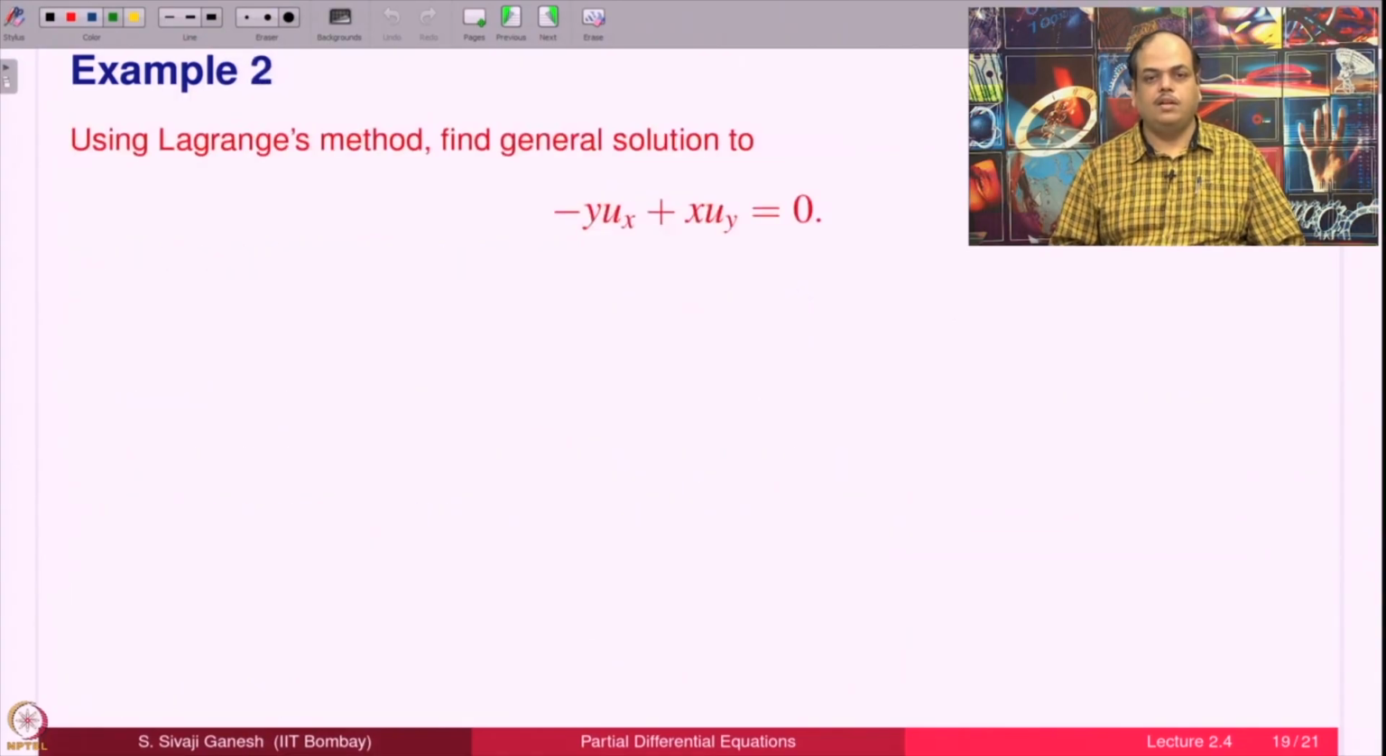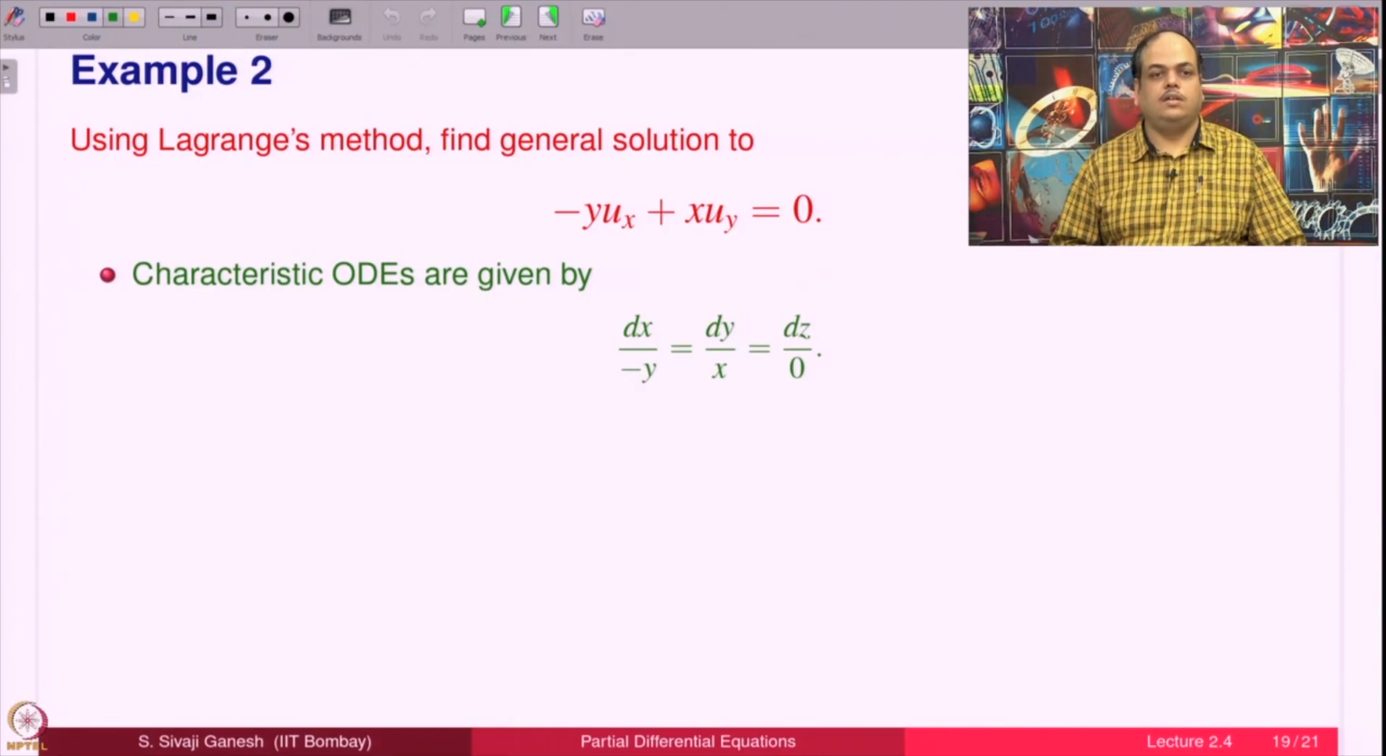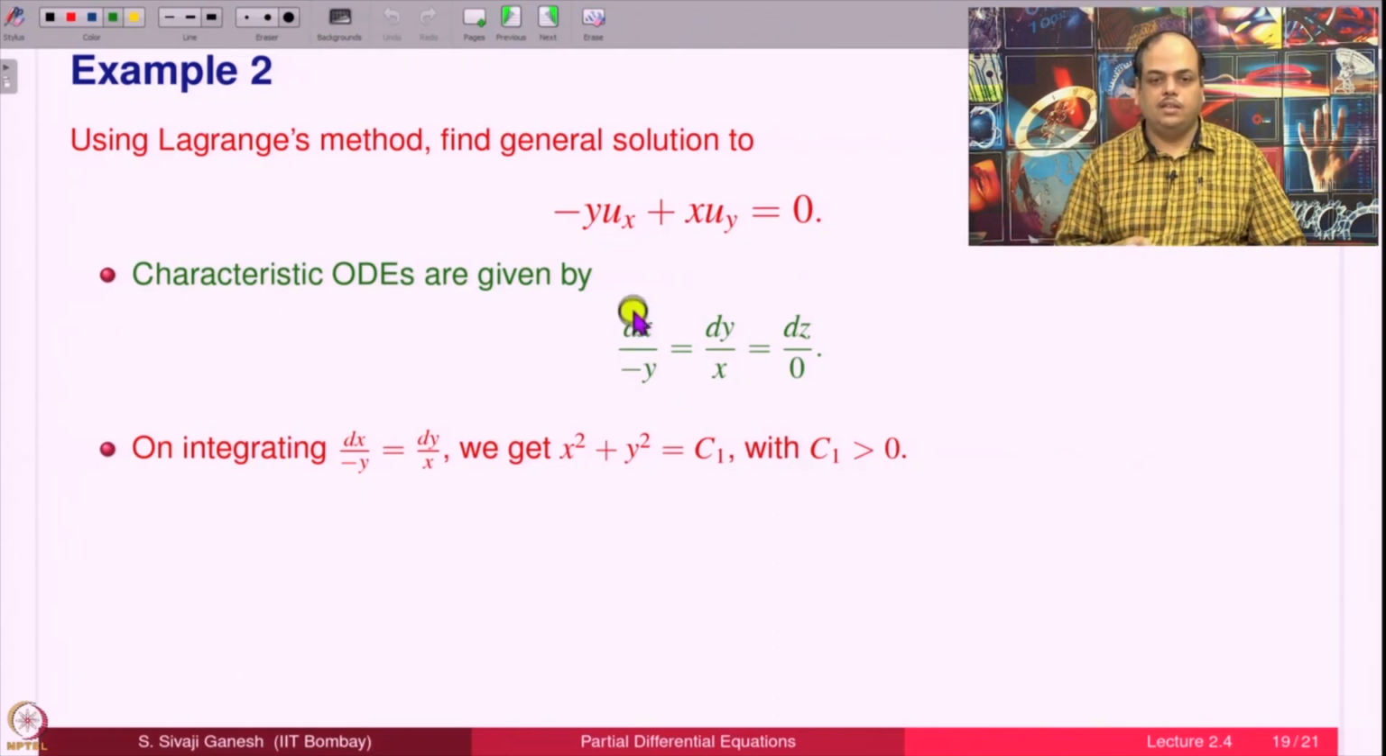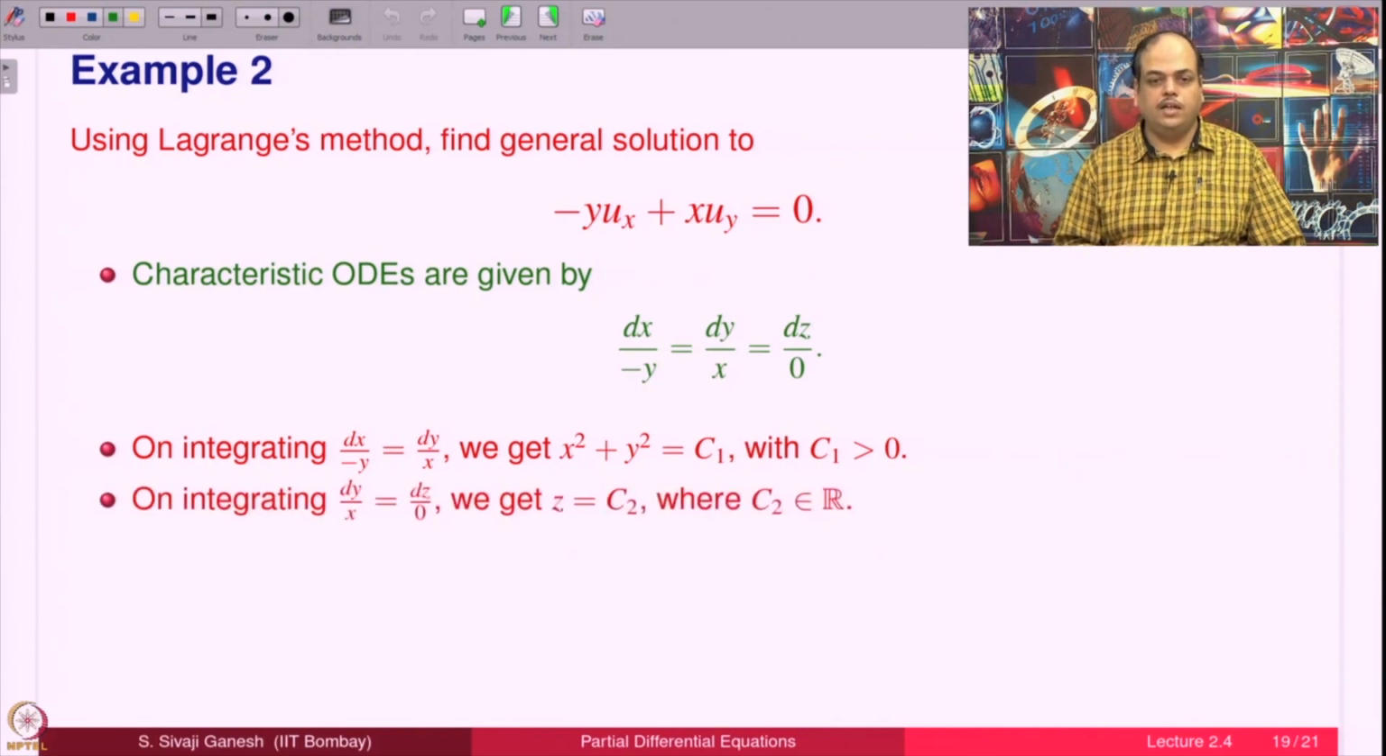Let us look at another example. Unfortunately, this is also linear. We will discuss some quasi-linear equations in the tutorials. So, the characteristic ODEs are given by dx by a, that is minus y, dy by b, that is x, dz by 0. Now, on integrating, we get x square plus y square equal to constant, C1 positive, and integrating this we get z equal to constant.